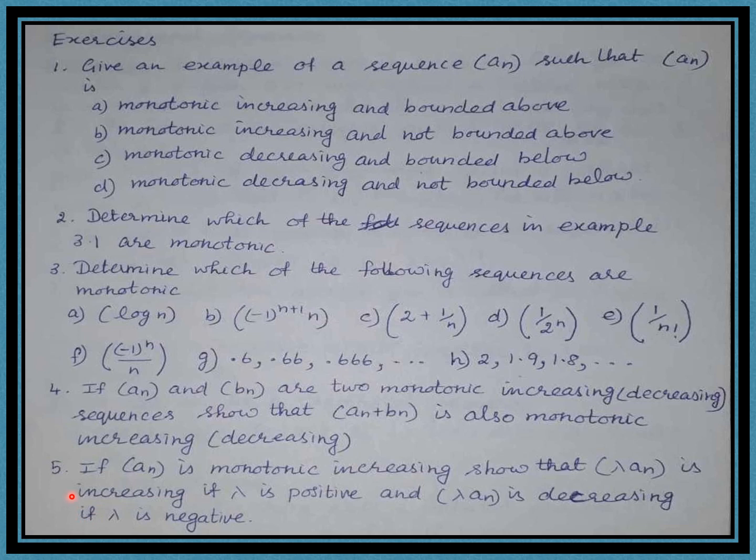The next problem is: sequence an is monotonic increasing, and lambda is a positive value, then sequence lambda an is also monotonic increasing. If lambda is a negative value, then sequence lambda an is monotonic decreasing. So try these problems.